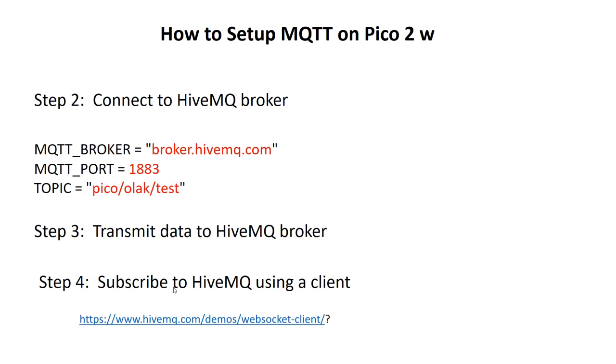Then the fourth step is for us to subscribe using a client. In this case, I'm going to be using a public broker, which is good for our test purpose. But in the future, you may want to use a private broker, or you may want to create some login for your broker in order to allow for authentication. Okay, so let's see how this is done on our Thonny IDE.